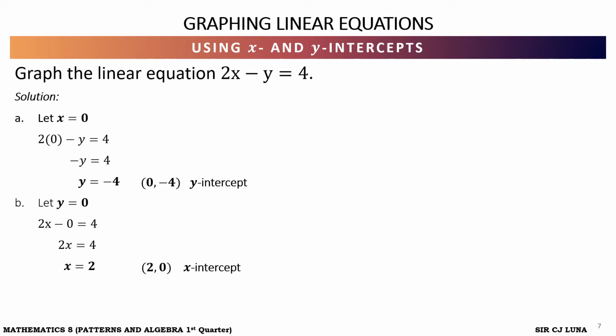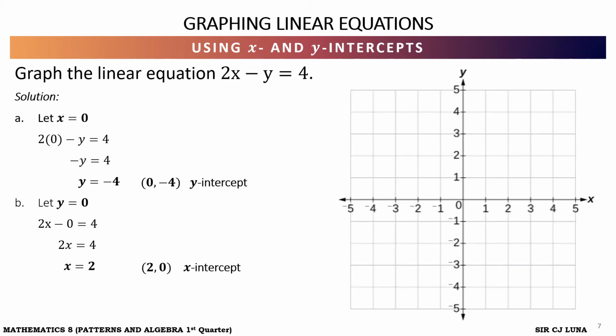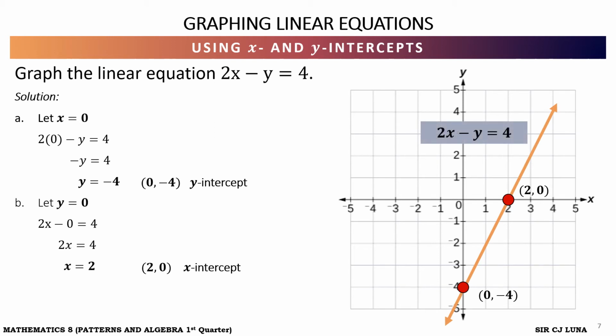So after we solve for the x and y intercepts, we will now plot these 2 points in our Cartesian plane. So 0, negative 4, ayan, yan yung kanyang location. At ang location naman ng 2, 0 ay nasa x-axis. Okay? So after mong i-plot yung dalawang points na yan, ipag-connect mo sila to form a straight line and label your graph 2x minus y equals 4. So ito na yung graph ng ating linear equation.